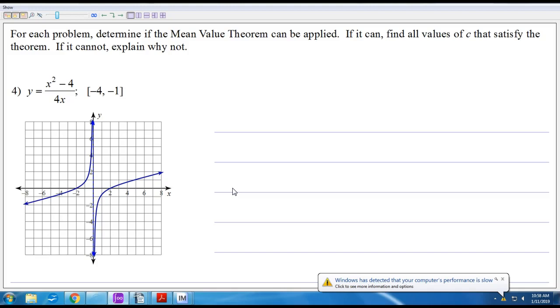Which, how do you do that? Plug in x to the original. And then find the slope between those two points. And then we'll go from there.